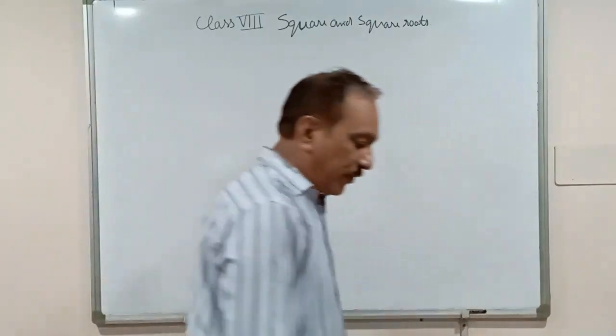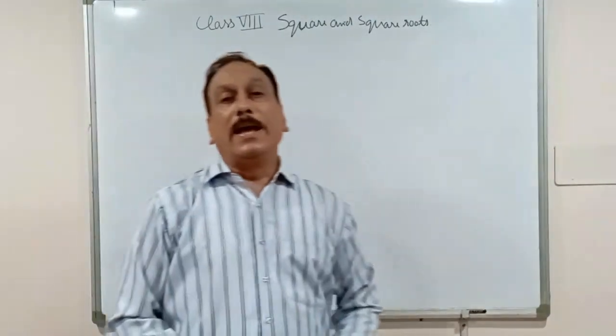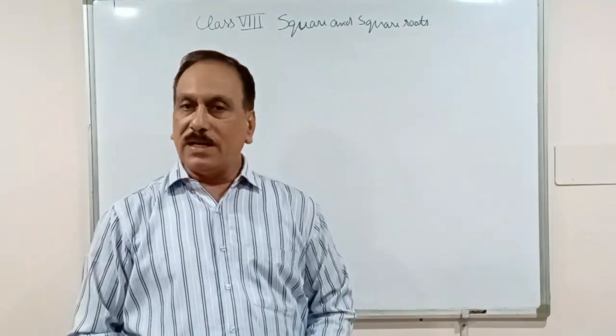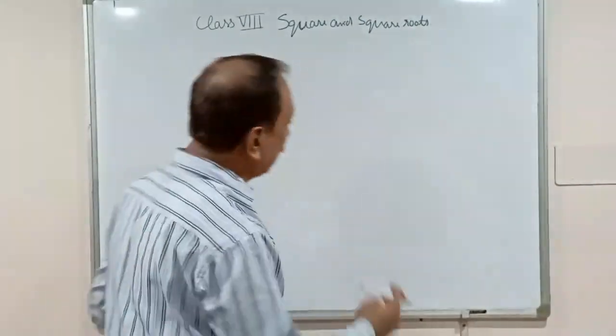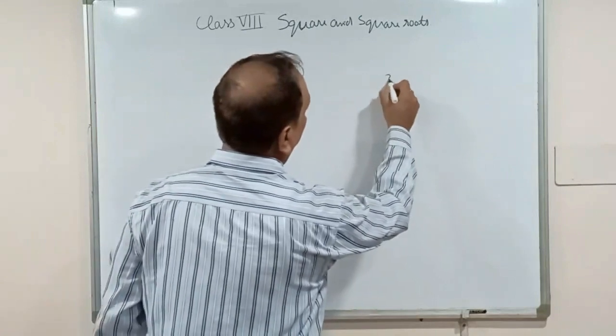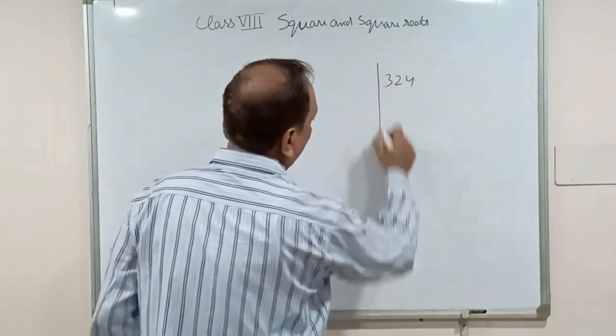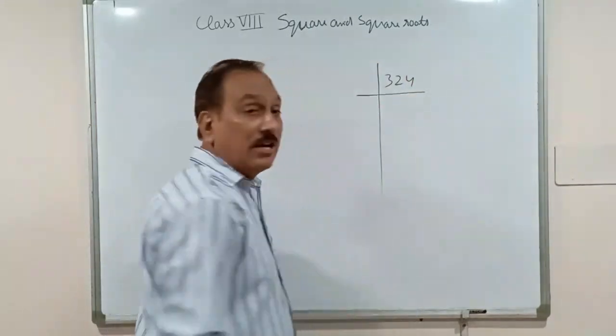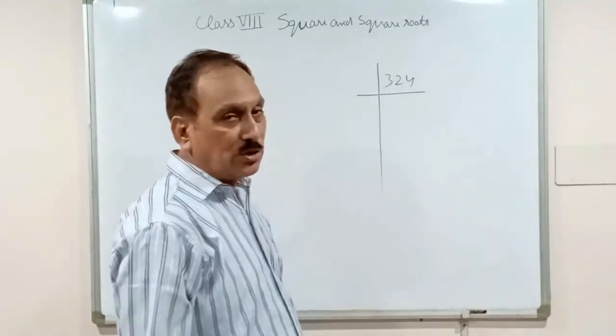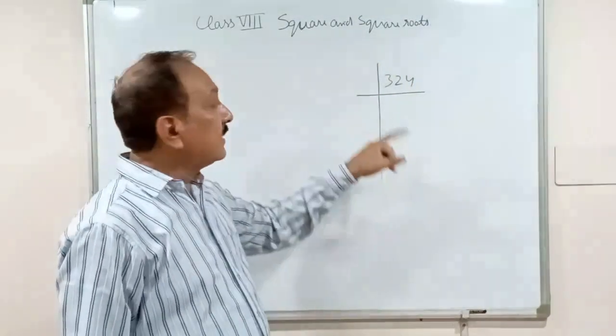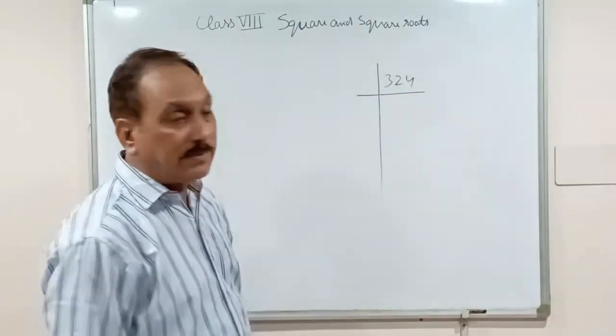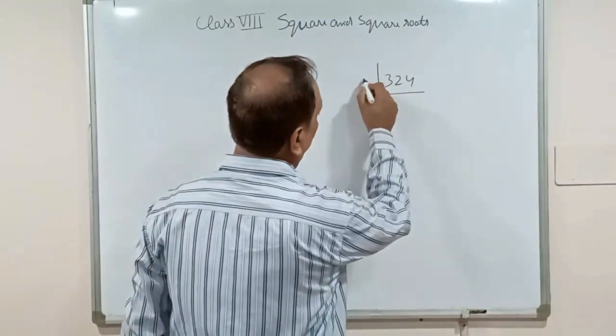The number is 324. You have to check whether the given number is a perfect square or not. जिस भी नंबर को चेक करना हो, you can do prime factorization. Prime factorization means factors by prime numbers. 324 is an even number, divided by 2.